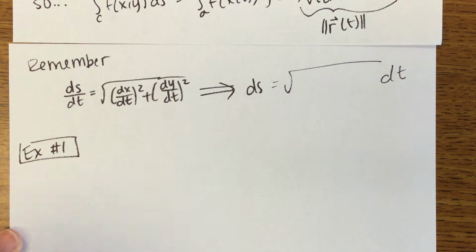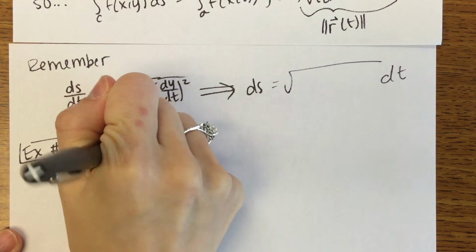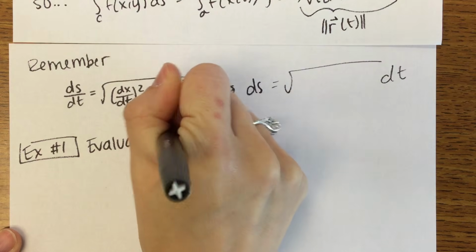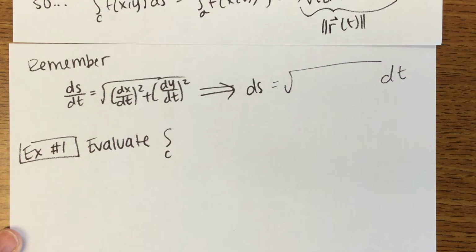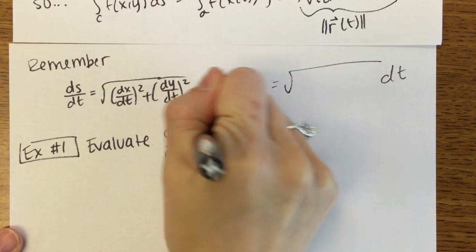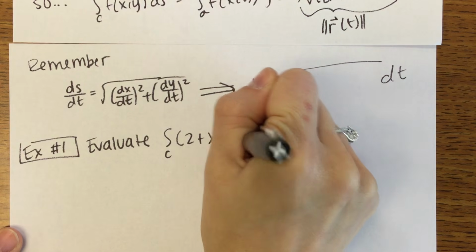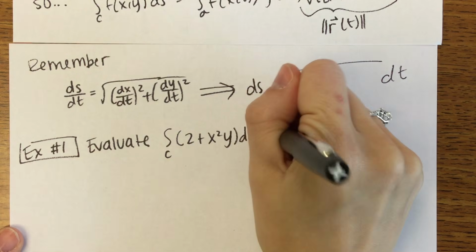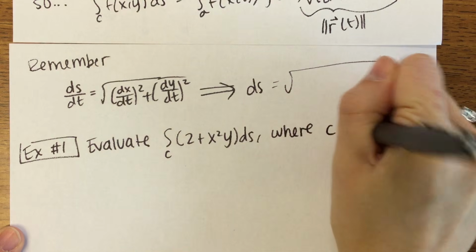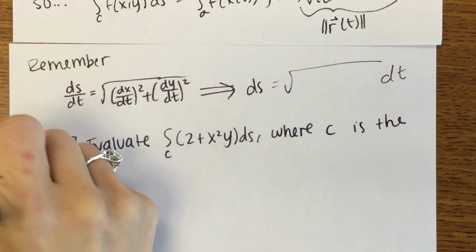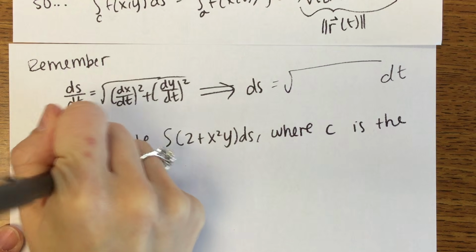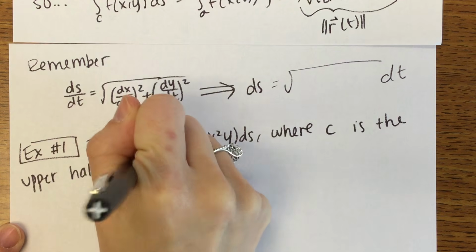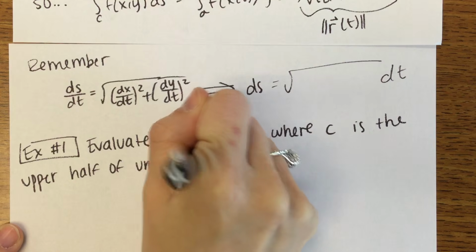So here's our first example. We are going to evaluate the line integral of 2 plus x squared y ds, where c is the upper half of the unit circle.